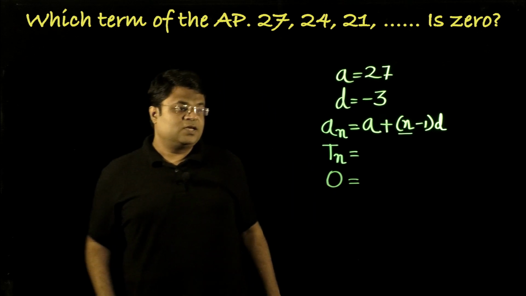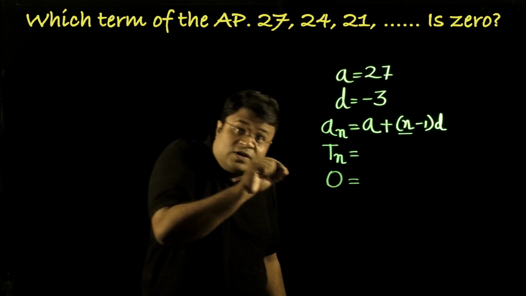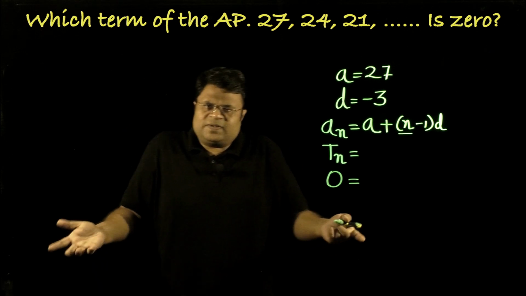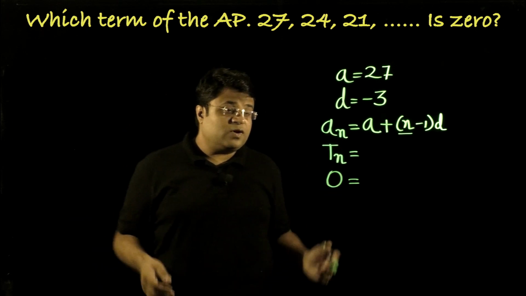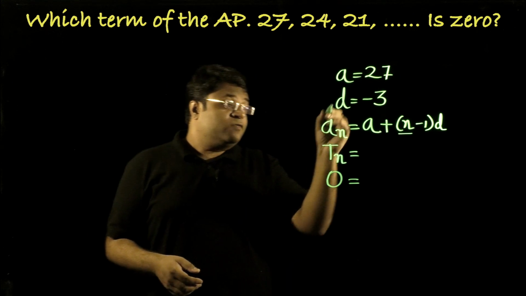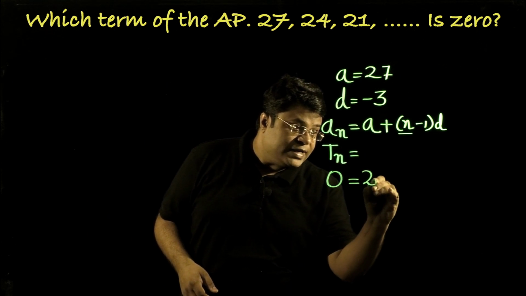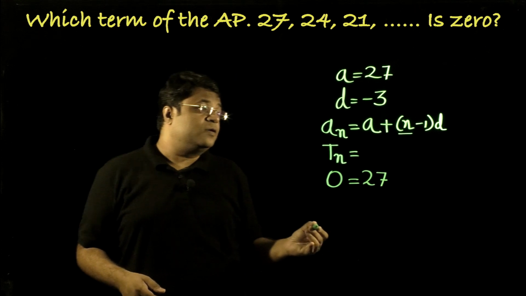There is a difference. They did not say tell whether 0 is a term of the AP. They said which term it is. That means it's already there. So I'm going to use 0 as this term. The first term you already know. Come on, 27. Very good.